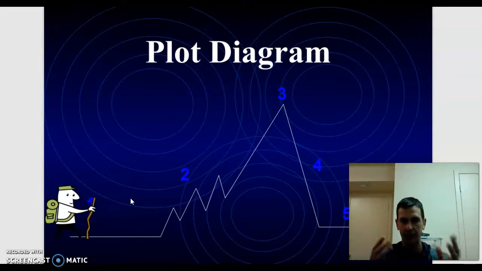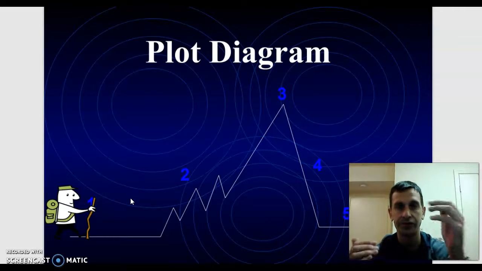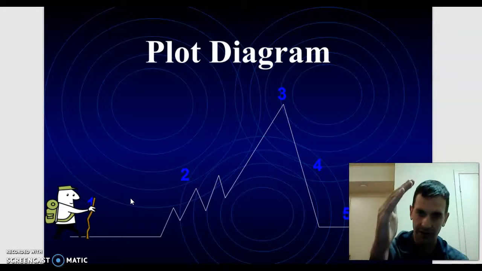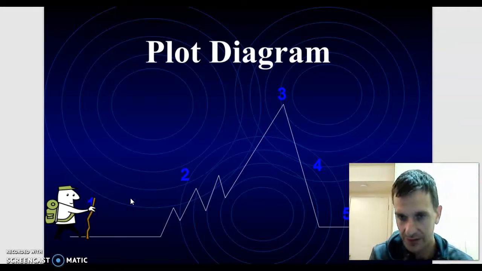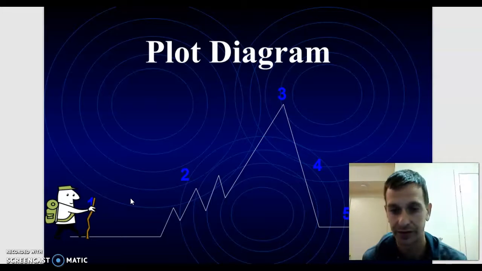So think about it as a movie, right? Or even a story. We're introducing what's happening, it's rising, and all of a sudden the most important part of the story happens. Tension eases, and then we get some resolution, all right?